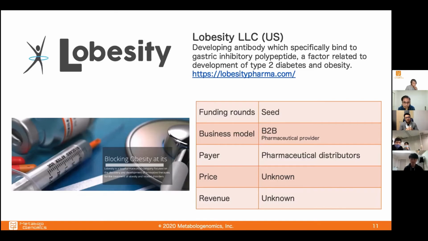They haven't actually opened the service yet, so I'm not really sure what the price will be and how much revenue they will have. But still, a drug is of course an effective way of dealing with health issues. So I just introduced this company as well.